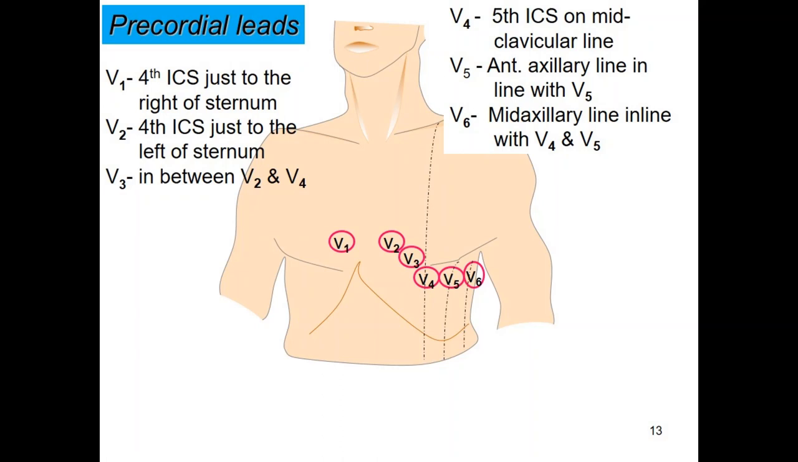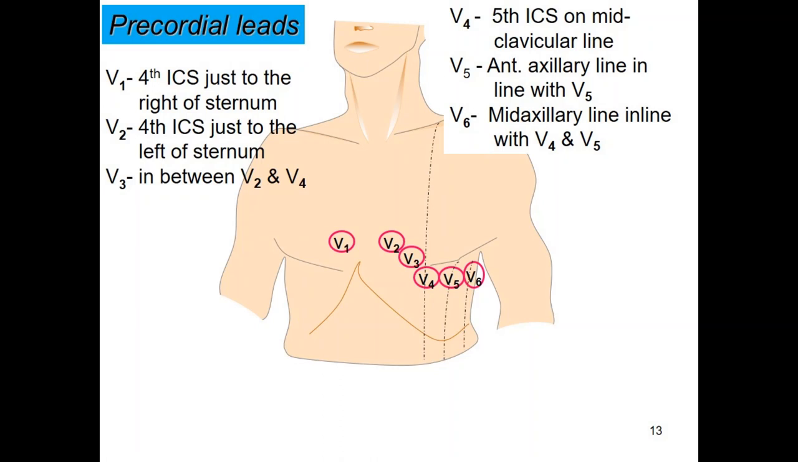Now the precordial or chest leads are kept horizontally on the chest wall from right to left, V1 to V6. Assume like this: V1 next to the sternum, V2 next to the sternum, then go laterally towards the axilla on the left side, along the heart, V3, V4, V5. Literally, you are going around the heart horizontally. To be very precise, V1 is kept on the fourth intercostal space, just to the right of the sternum. V2 is kept on the fourth intercostal space, just to the left of the sternum.